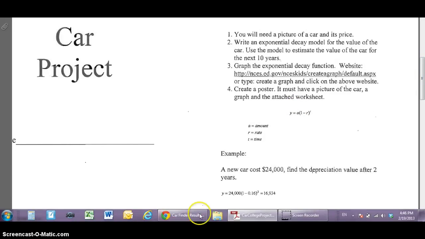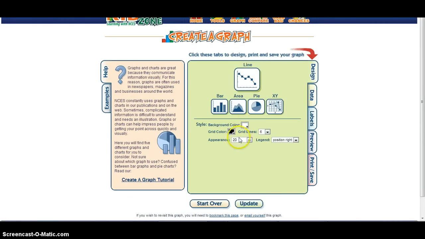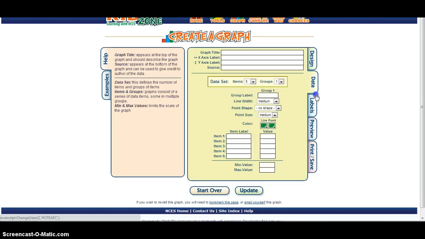This is the website that we provided for you. We don't want a bar or an area or a pie or an X and Y chart. We want a line graph. I don't really need to change much of this, so I go to data. What is this titled? Let me adjust my microphone here. Mine is going to be titled decay of BMW 1 convertible.